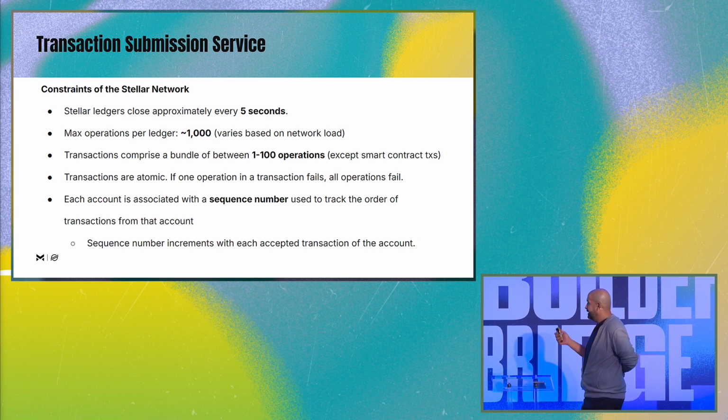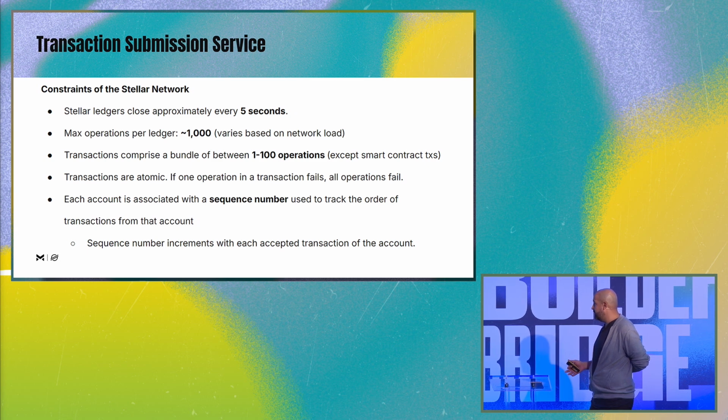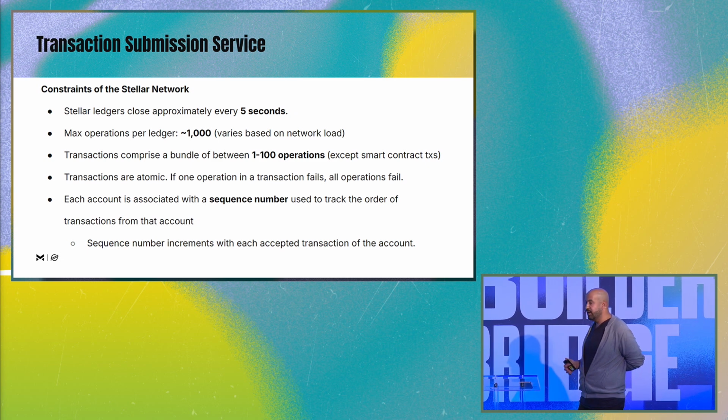The Stellar ledger closes approximately every 5 seconds. You have about 1,000 operations per ledger. Transactions have a bundle of between 1 and 100 operations, except smart contract. Transactions are atomic, so if one operation in the transaction fails, all of them fail. The last part is pretty important too.